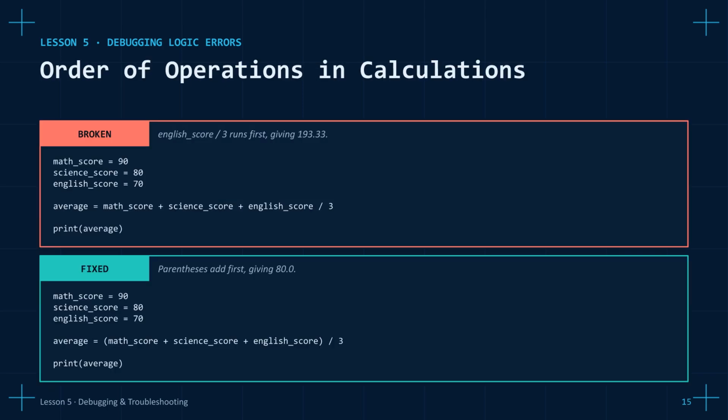Order of operations often trips up beginners. Without parentheses, Python divides only the final score by 3 before adding it to the others, leading to an incorrect result. Wrapping the 3 scores in parentheses forces addition first, then the division, resulting in the correct average. If your math seems off, check your parentheses.